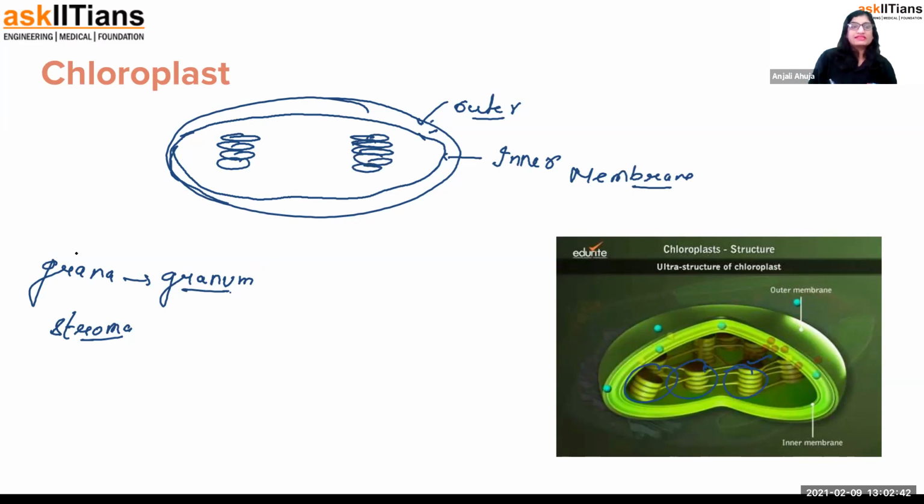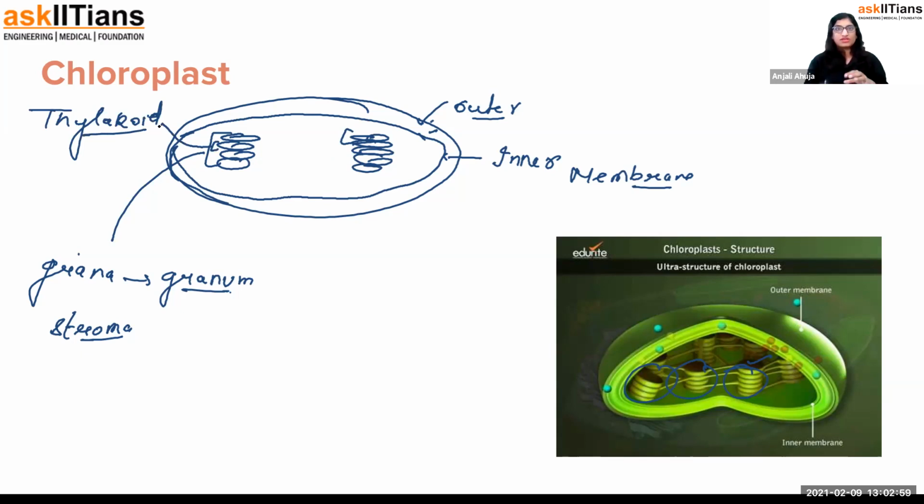And now this grana appears to be like a stack of coins, and suppose this is one coin. One coin of this structure is known as a thylakoid. So a coin is the thylakoid, like one coin like this. This is a thylakoid, and all the coins together we call the grana. So this is the place where a part of the reaction happens, mainly in the thylakoid itself.